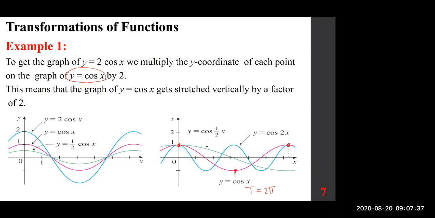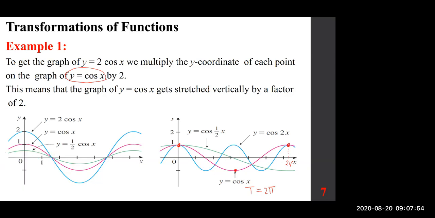This number is 2 pi, class. 2 pi is almost 6.28, okay? 6.28. But what happens to the other functions? So let's use a different color.